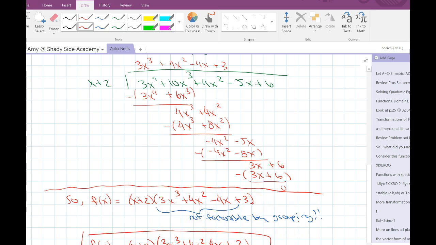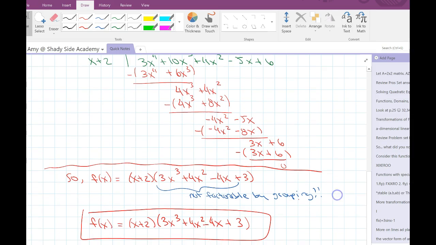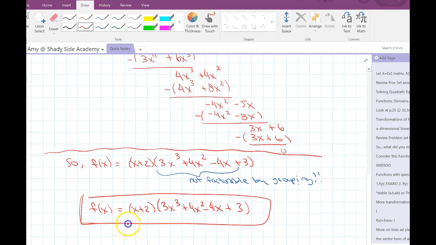And your question might be, so what do you do at this point? Like, how would you go ahead and linearly factorize f of x when you have something like this, a degree 3 factor that's not factorable by grouping? And we will learn that in due time. For right now, though, with the methods of factoring that we know, this is as far as we can go. So f of x is right here. Okay, that is f of x.